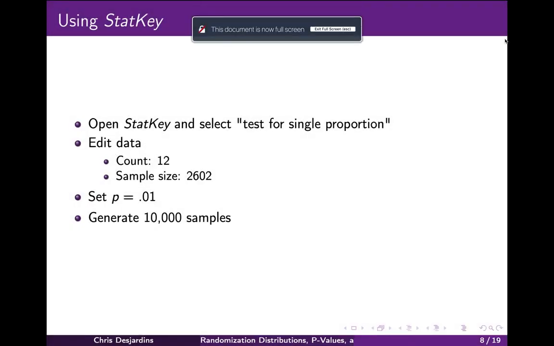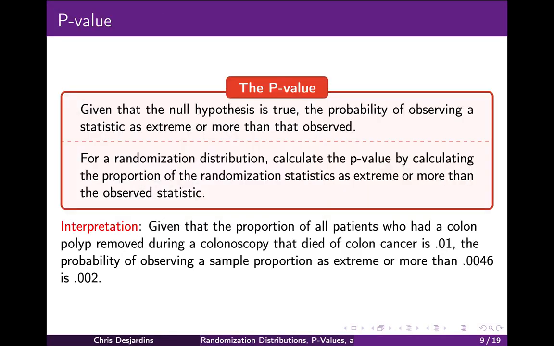Let's recap. The p-value is the probability of observing a statistic as extreme or more than what was observed if the null hypothesis is true. A p-value can be calculated from a randomization distribution by calculating the proportion of the randomization statistics as extreme or more than the observed statistic. In our case, the p-value was found to be 0.0018, which means that 1.8% of all randomization sample statistics, or 18 randomization statistics, were as extreme or more than 0.0046.